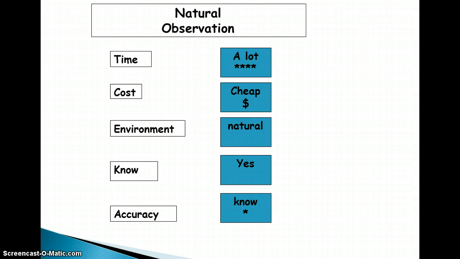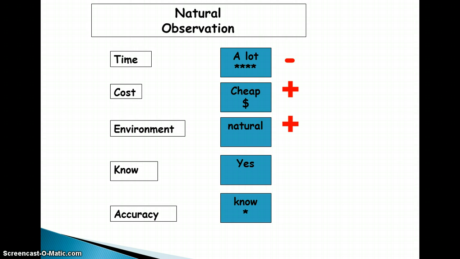Now, looking at all of these things, we need to decide, is this a good thing or a bad thing about natural observation? If everything was a positive, nobody would do anything other than natural observations. But time, the fact that natural observation takes a lot of time, that's a negative. So that'd be a disadvantage. Costs being very cheap, that makes it an advantage or a positive thing about this method.